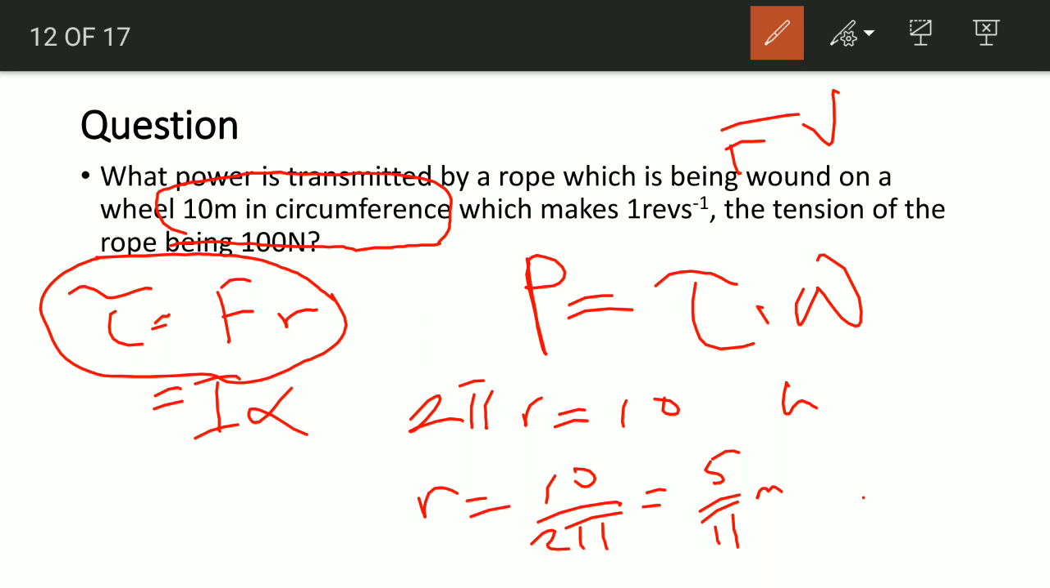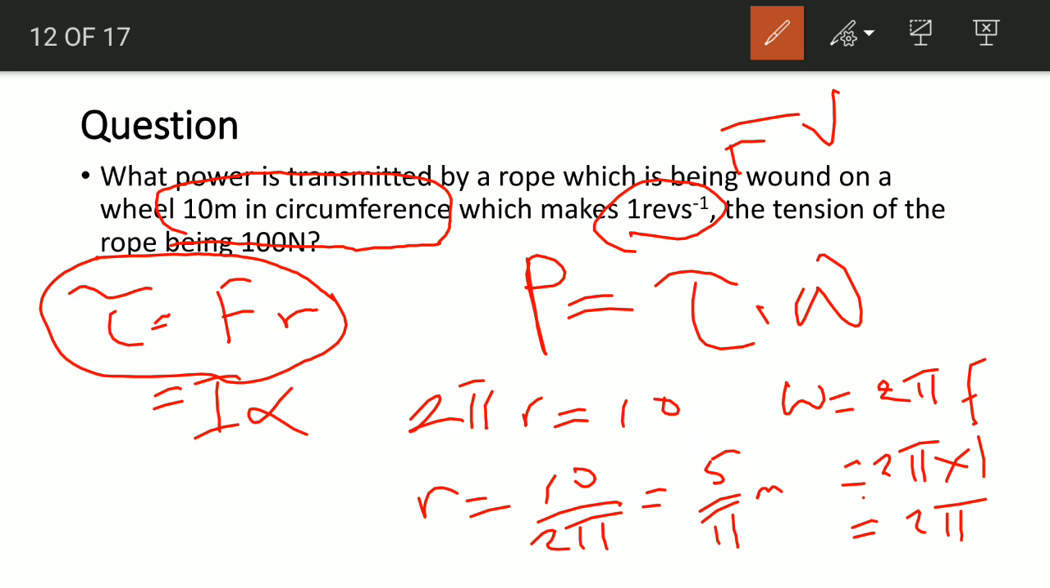Now, what of the angular velocity here? The angular velocity here was not given, but we are given the frequency, which is 1 revolution per second. And we know that angular velocity is 2 pi times frequency, which means 2 pi times 1, and 2 pi times 1 is equal to 2 pi. Okay, so that means your angular velocity is 2 pi radians per second, as the unit is. Now, with this, we can now calculate the power.